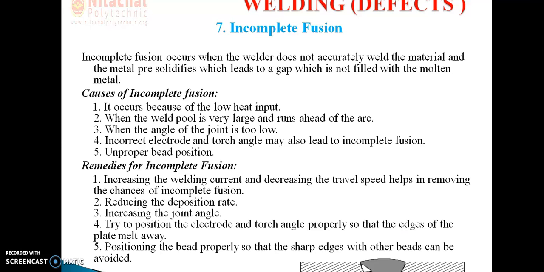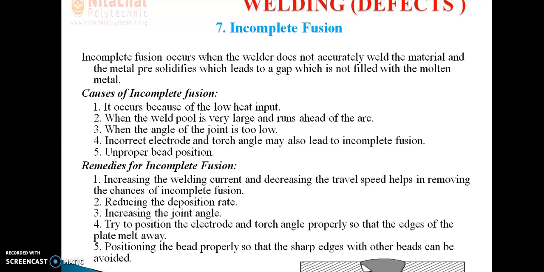So number one, it occurs because of the low heat input. If we are using an arc welding process, then we have to check our input voltage and output voltage at regular intervals, so that the proper output voltage passes and hits the molten metal, the weld pool. So it occurs because of the low heat input. When the input transformer voltage is less, it varies the output transformer.